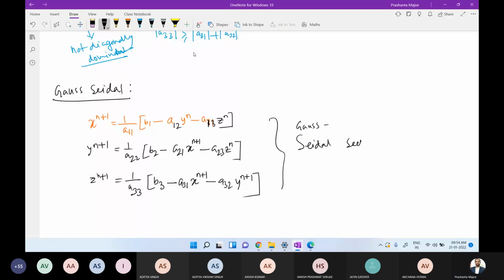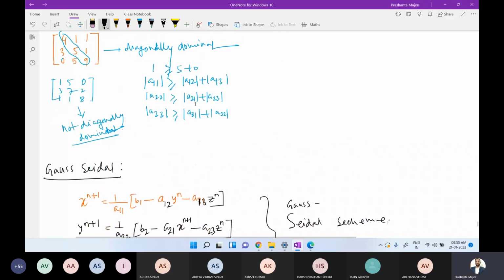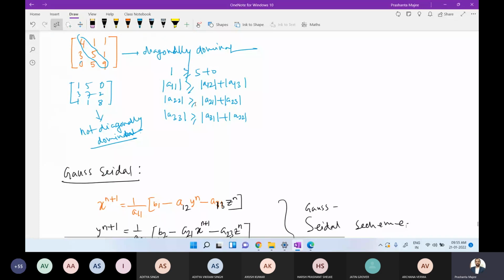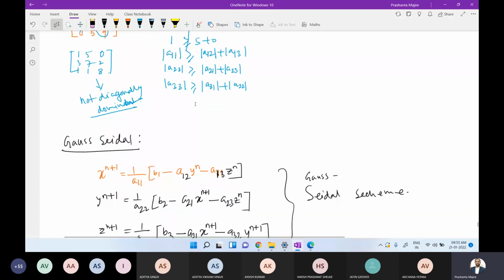Gauss-Seidel scheme. All other convergence criteria are same. Gauss-Seidel scheme will be convergent if all the eigenvalues of the iteration matrix are less than 1. If that is happening, then the spectral radius of the iteration matrix will be less than 1. So then that will be the necessary and sufficient condition for the convergence of Gauss-Seidel method.